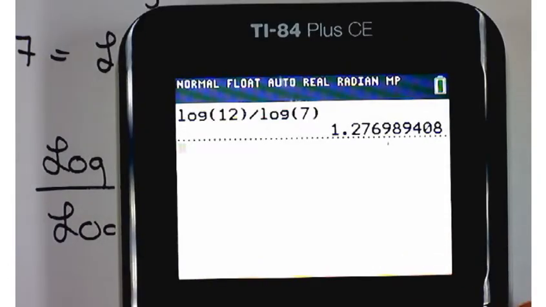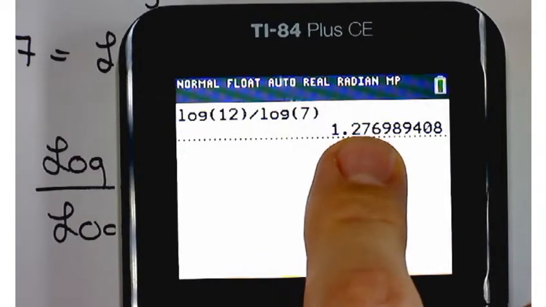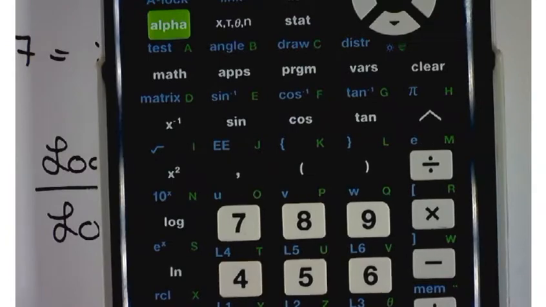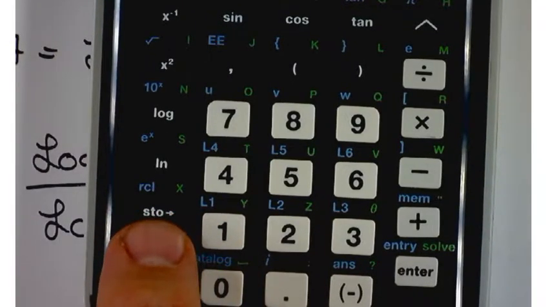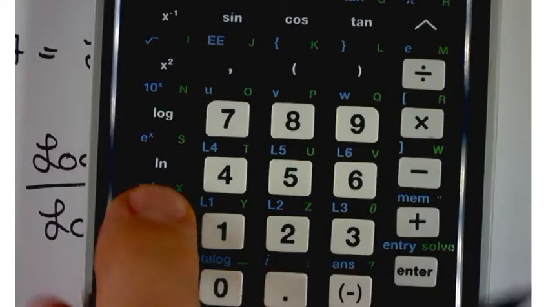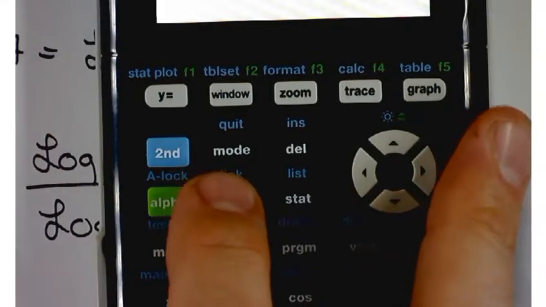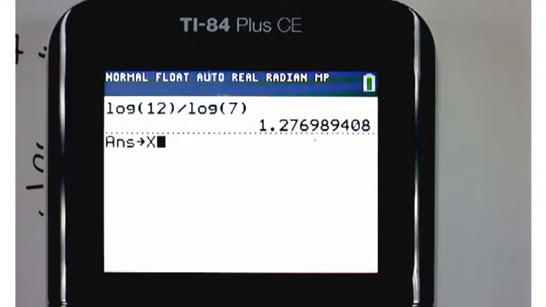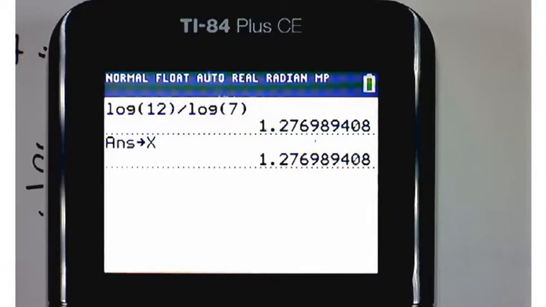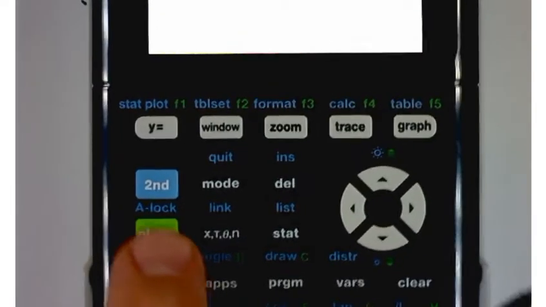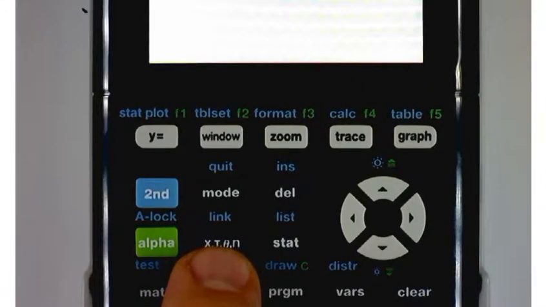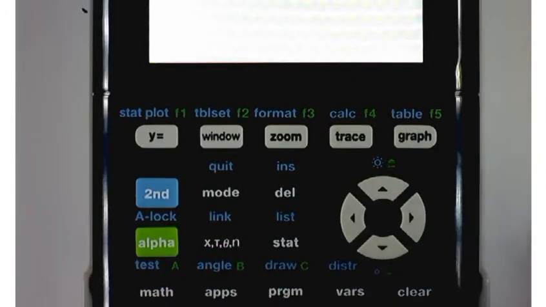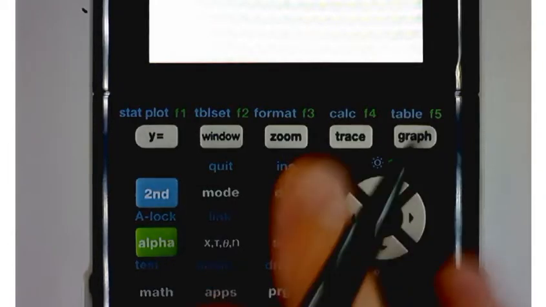Now, let's see if we can't prove that we got this thing right. What I'm going to do is store this variable. So right next to the 1 is the store key. We're going to store this in x right here. It's going to take your answer and store it in x. There's only one x right here, next to the alpha, right there. All right. I know there is another x. If you want to be picky, there's one right above the store key, but no, store it in here.